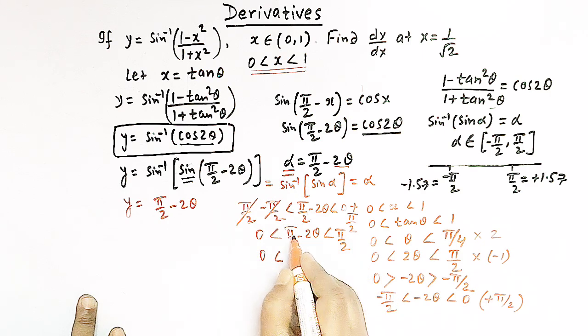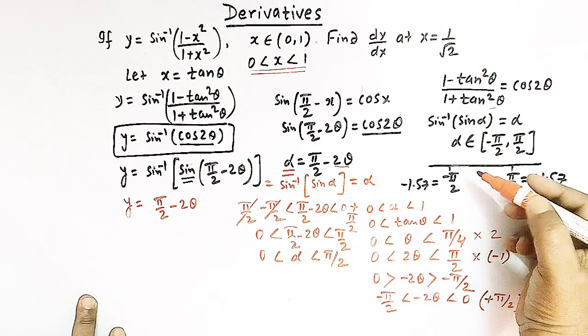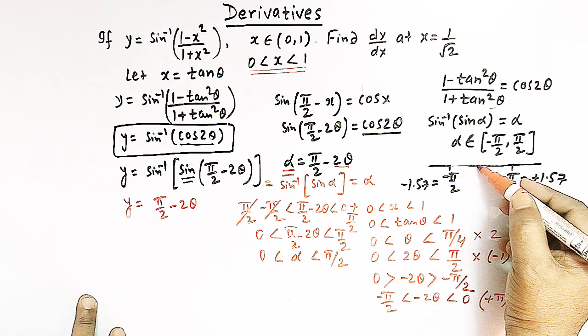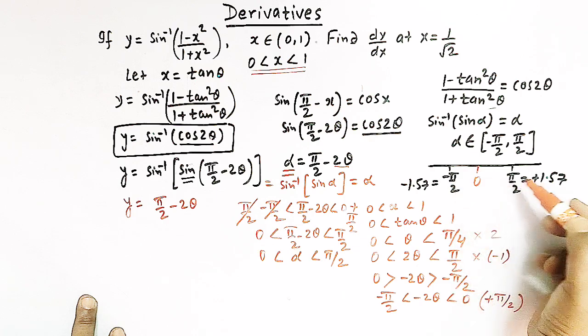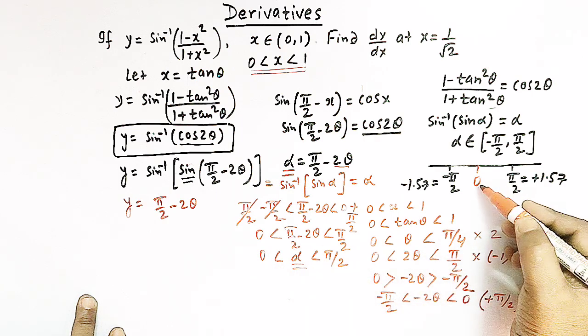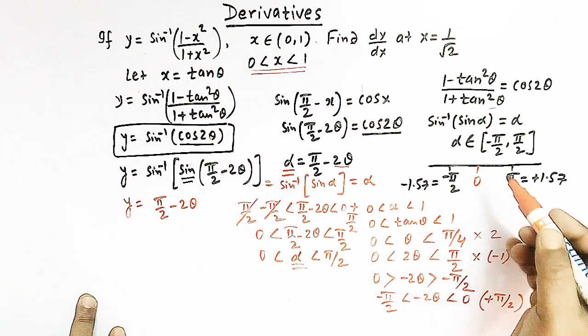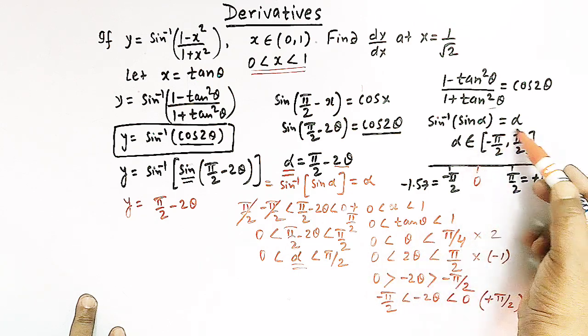So we have now pi by 2 minus 2 theta is alpha. So here we have pi by 2. So now alpha lies in the interval 0 to pi by 2. So here we have 0 in between minus pi by 2 and pi by 2. And from this inequality, we see that alpha belongs to this interval, that is 0 to pi by 2, right? And it is verified that alpha belongs to this interval.